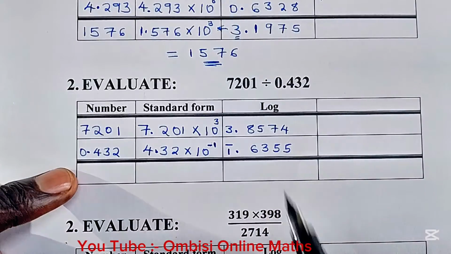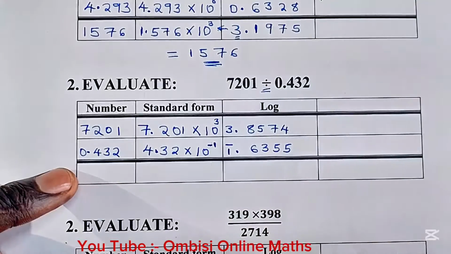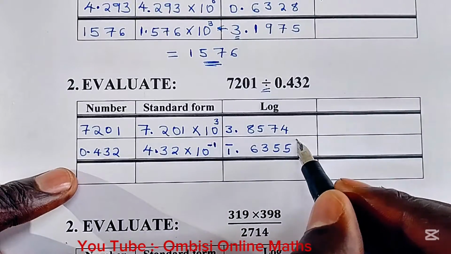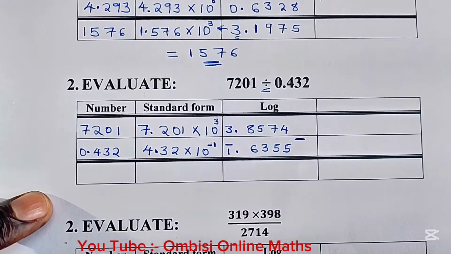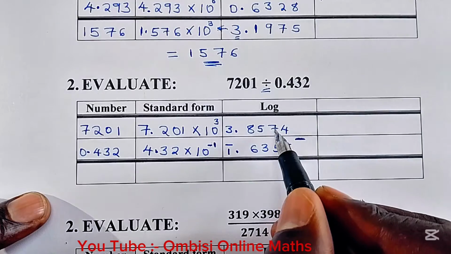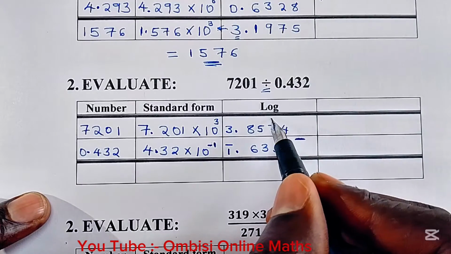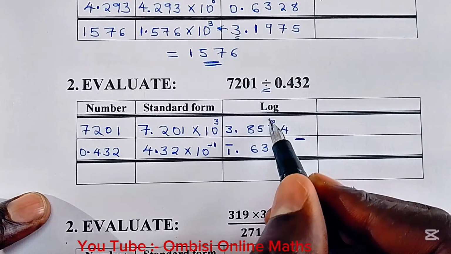6355. Now, because we are dividing, this means you are going to subtract these 2 logs. We are going to subtract the 2 logs. Now, when you subtract, if you borrow 1 from here, you remain with 6.